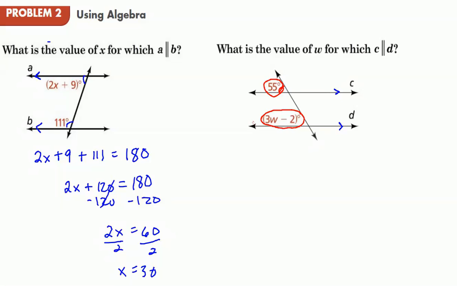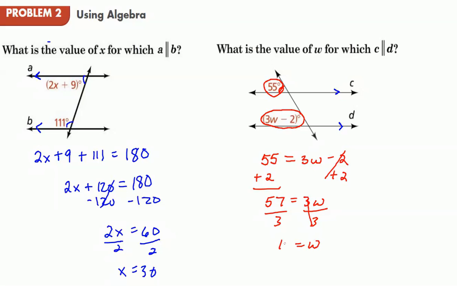So we're going to say that 55 degrees is going to equal 3w minus 2. These angles have to equal each other. So here's our equation. Now we're just going to solve for this. We're going to add 2 on both sides. We get 57 equals 3w. Divide both sides by 3. And w equals 19. So that's how you solve these.